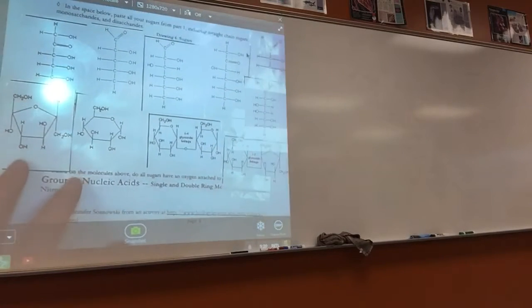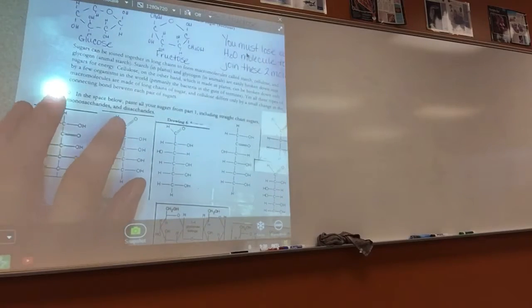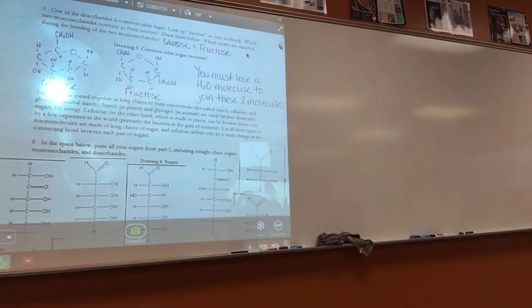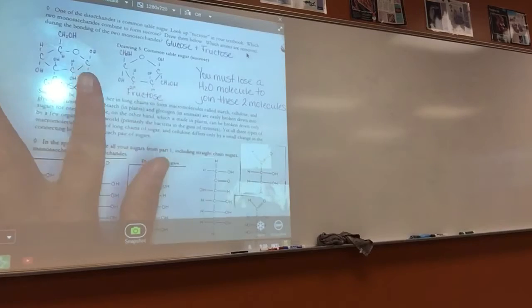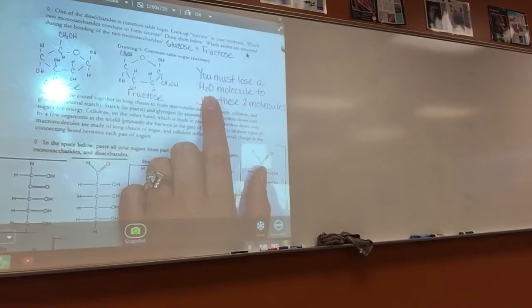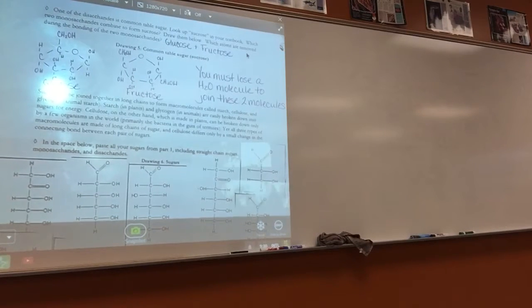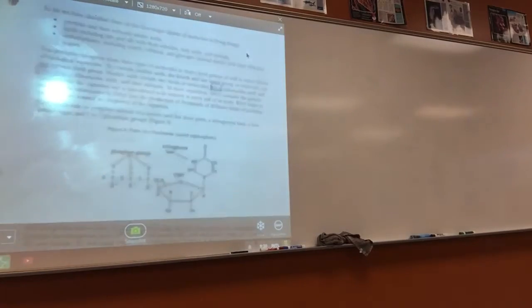So then, for table sugar, you had to hook glucose with fructose. So it said to draw them below, so I drew them here. And to hook them together, you lose a water molecule. So an OH will come off of one, and an H will come off of another. All right, so to do that.